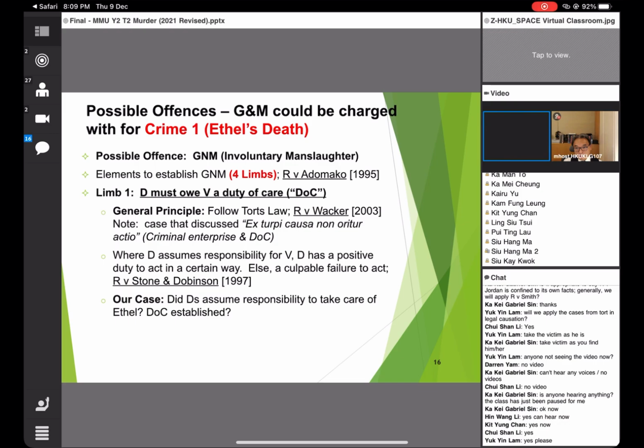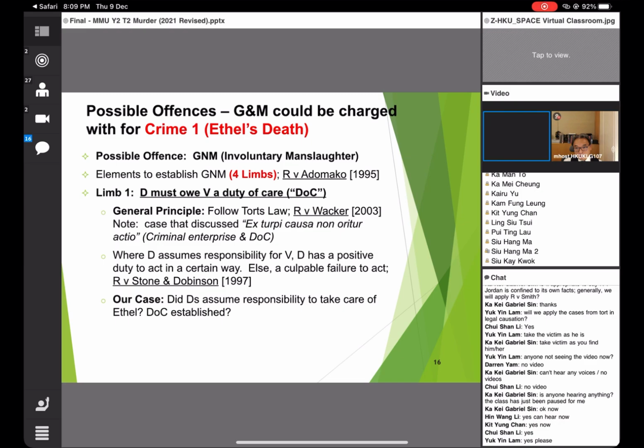Okay, that is the case of R v Wecker, a case of 2003. In it, the court discussed what we call ex turpi causa non oritur actio, which is about the duty of care in a criminal enterprise. If anybody can remember this particular case, it is a very sad case: the death of 58 Chinese immigrants at the Dover port in the UK.